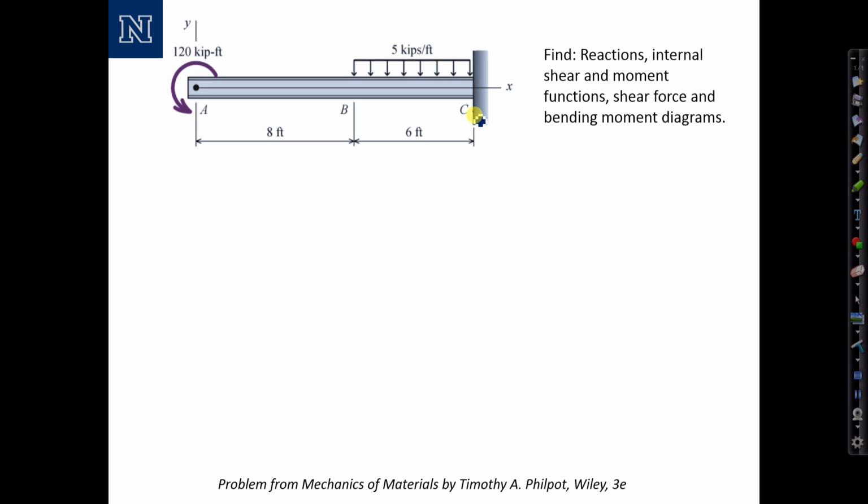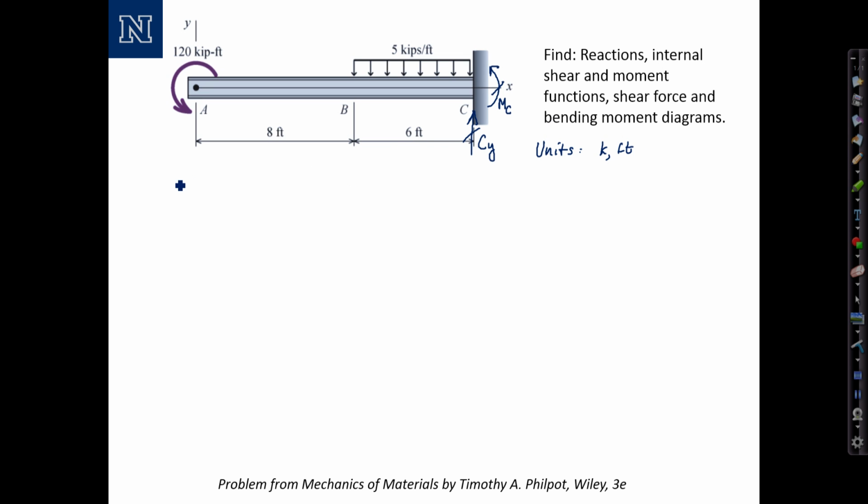I'll replace the fixed support at the right end with an unknown reaction C sub y in the y direction and a reaction moment M sub c drawn in the positive direction. Notice I'm not going to include a reaction C sub x in this case because I can see that it will be trivially equal to 0. Okay, the working units for this problem are kips and feet.